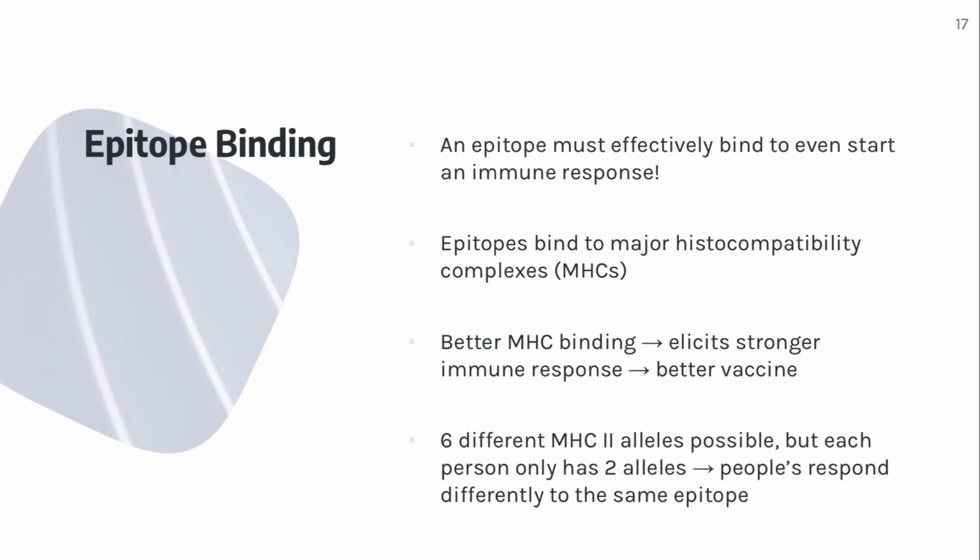For humans, there are 6 different MHC2 alleles possible, but each individual person really only has 2 alleles. As such, people with different MHC alleles will respond differently to the same epitope.